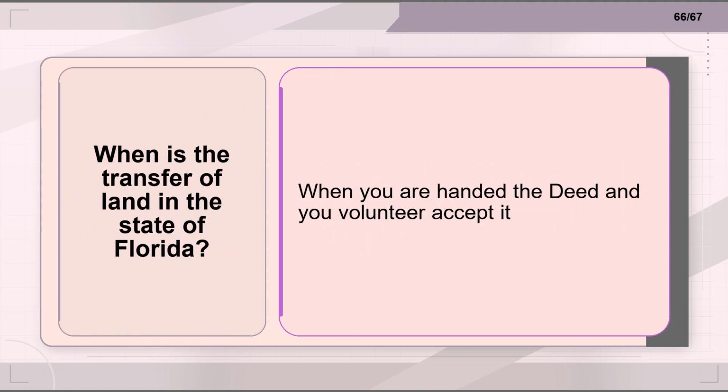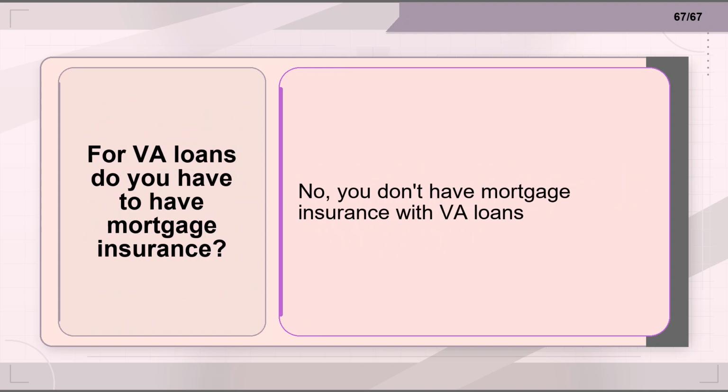Flashcard 66. Term: when is the transfer of land in the state of Florida? Definition: when you are handed the deed and you voluntarily accept it. Flashcard 67. Term: for VA loans, do you have to have mortgage insurance? Definition: no, you don't have mortgage insurance with VA loans.